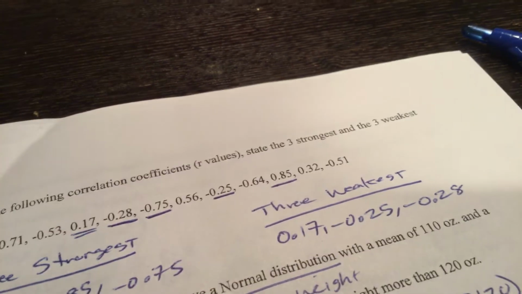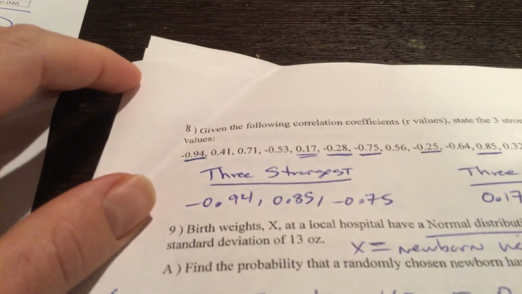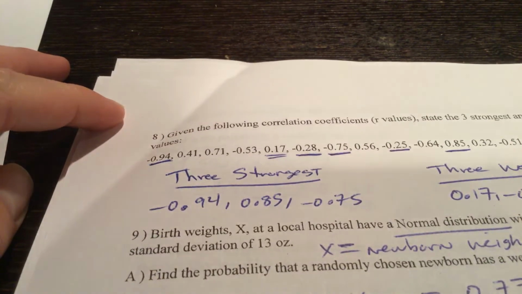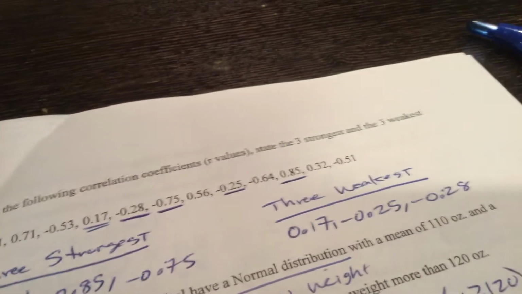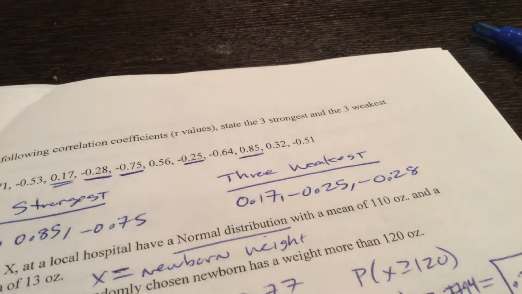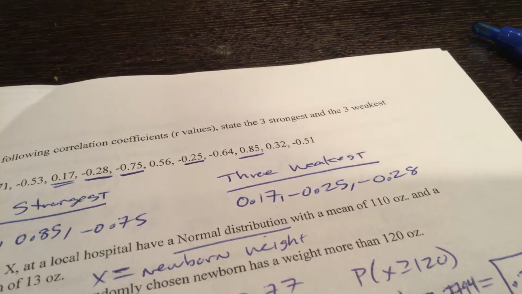Then, number 8. Given the following correlation coefficients, R values, state the 3 strongest and the 3 weakest. The 3 strongest would be the R values whose absolute value is closest to 1. So those 3. The 3 weakest would be those whose absolute value is closest to 0. Would be those 3.